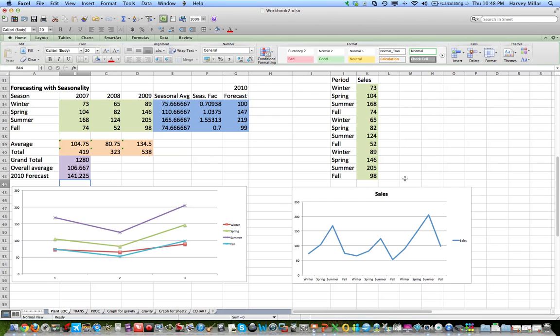So that was basically how we would handle seasonality. First, we take all the data, calculate the global average, then we calculate the seasonal averages, and the ratio of the seasonal averages to the global average gives us the seasonal factors. Then all we now need to do is to project the average for the next year and multiply them by the seasonal factors to get the forecast, right?